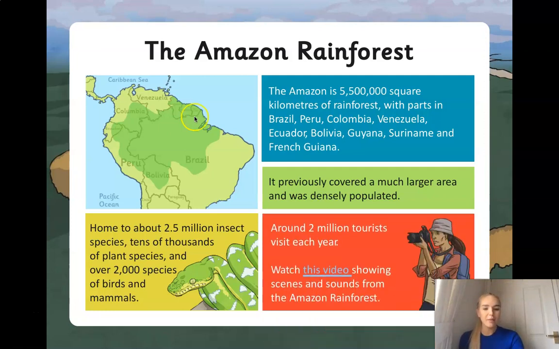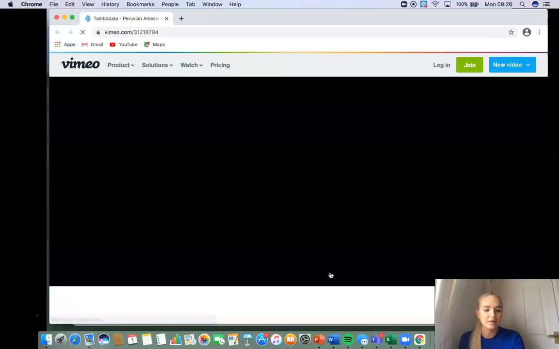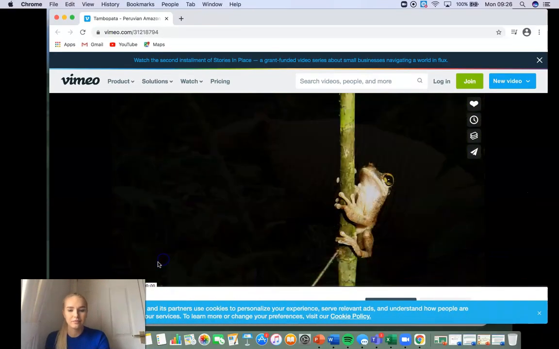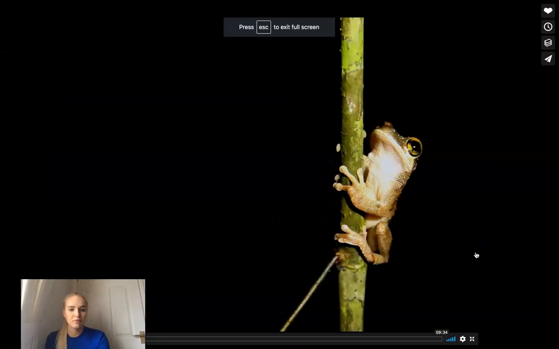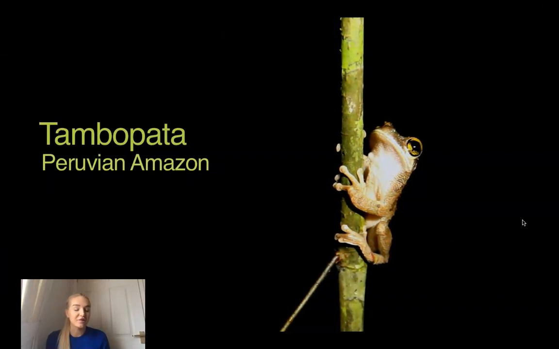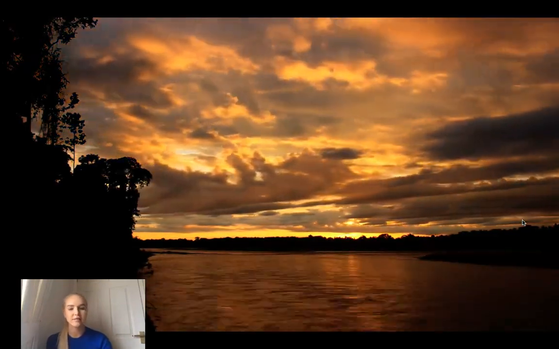Now we're going to watch a video in a moment because around the Amazon rainforest, there are around 2 million tourists each year. Now, this has declined over the years, and there used to be more people who visited. So we're going to watch a video for about 2 minutes, just showing the scenes and the sounds from the Amazon rainforest. So let's have a look at this. Okay. I want you to think about the different sounds that you can hear, and the different things that you can see as part of the Amazon rainforest.